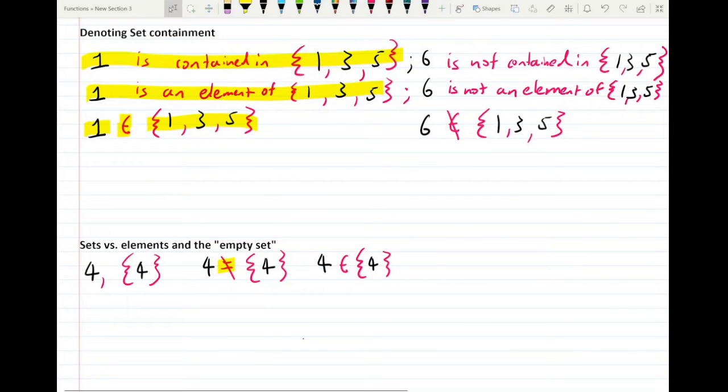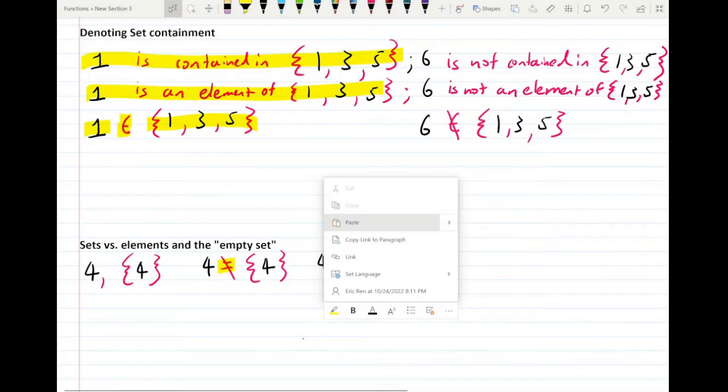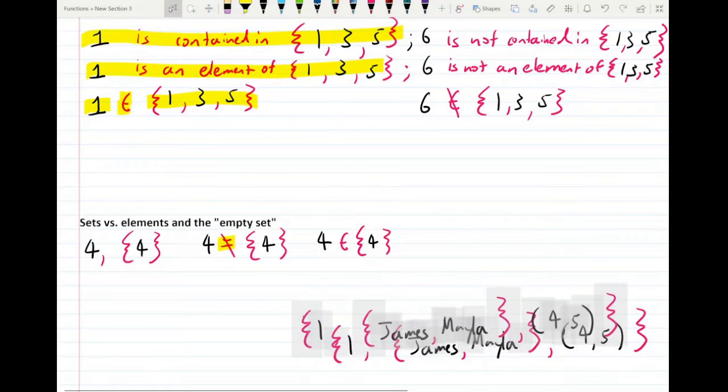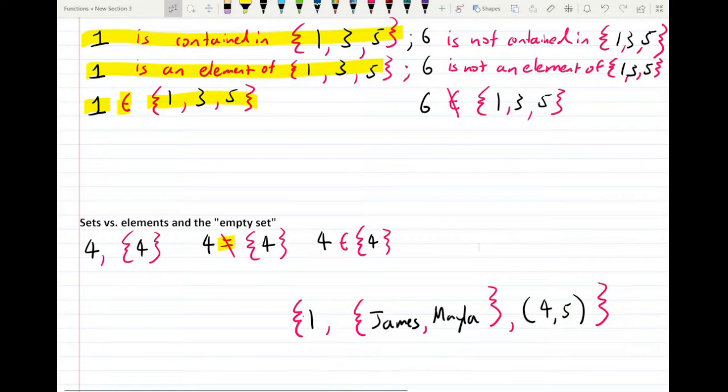I also see some students getting confused when there are multiple layers of sets. So if we take that set from before, well, it's accurate to say that 1 is contained in this set because it's right here. It is not accurate to say that Nayla is contained in this set because Nayla is not actually in the set, right? The 3 things in this set are 1, the set containing James and Nayla, and the ordered pair 4, 5.